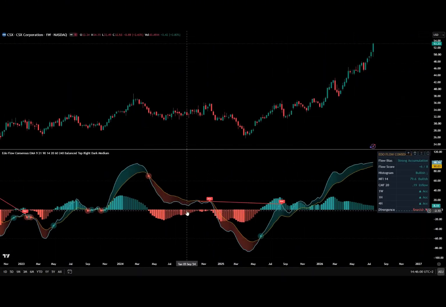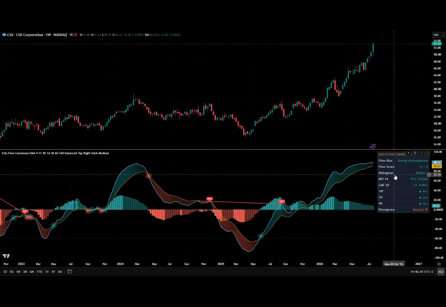Underneath, the histogram is the distance between those two lines. Above 0 the fast measure is ahead, below 0 it is behind. What matters is not the sign on its own, it is whether the bars are growing or shrinking. A shrinking histogram above 0 means the two measures are converging, and the panel says so in words.